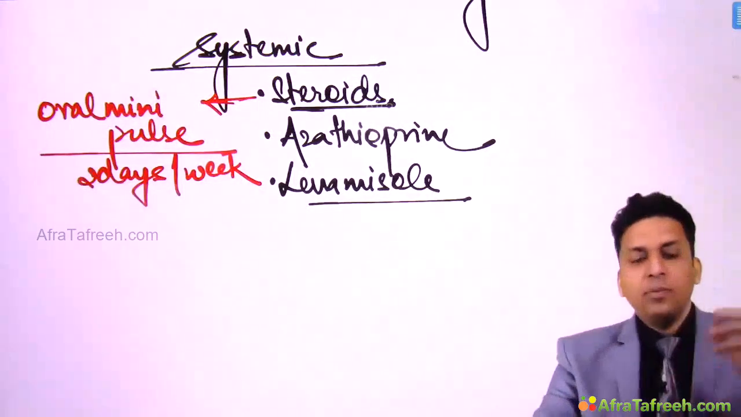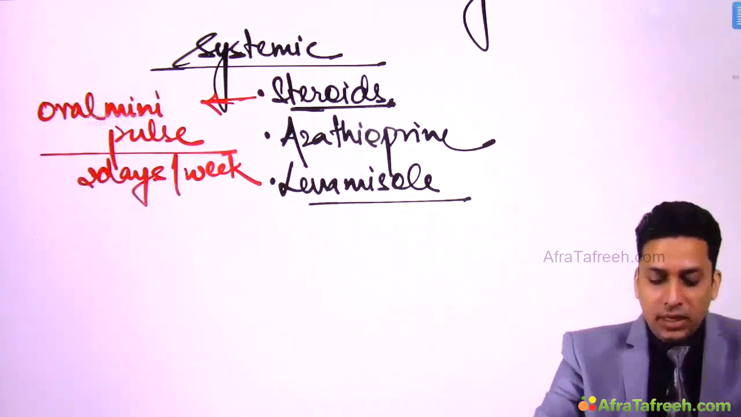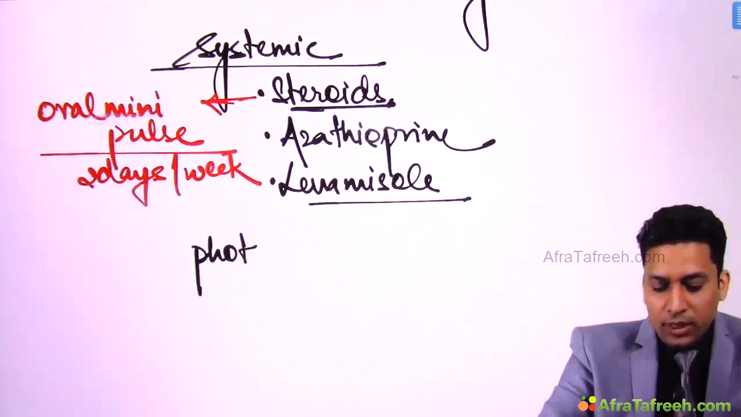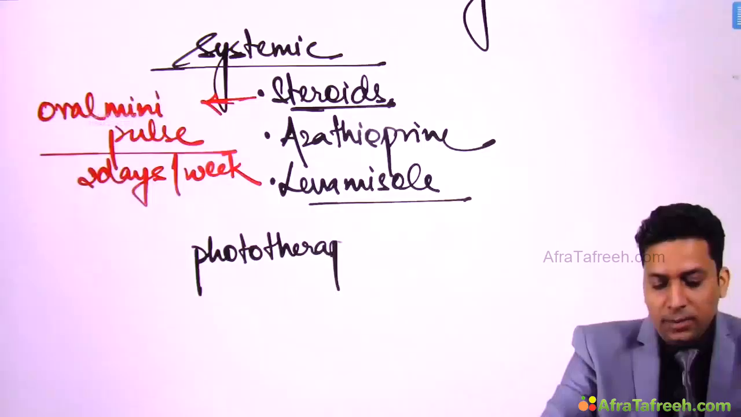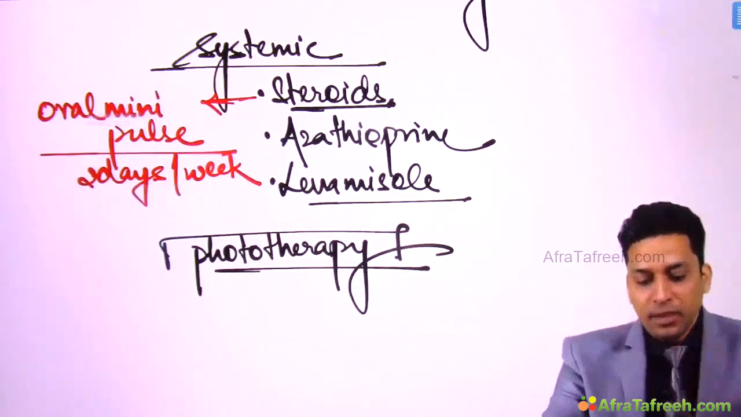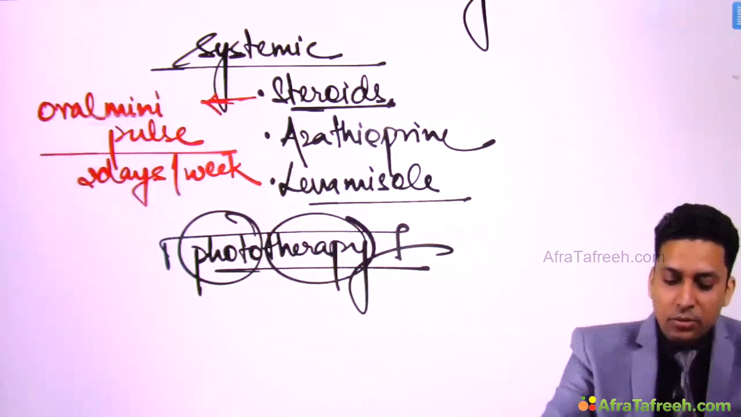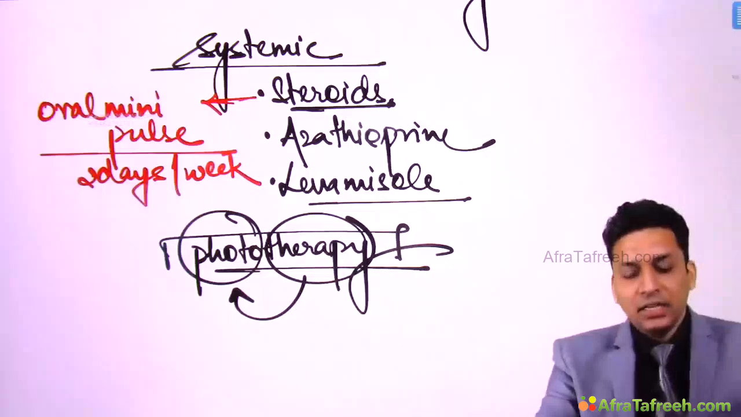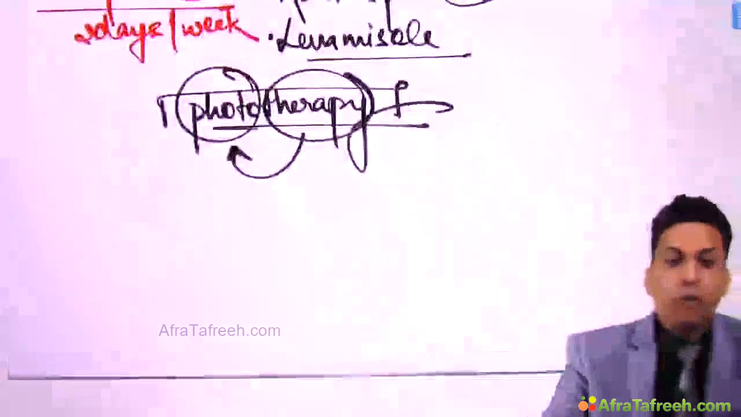Now, one important form of therapy which is used in vitiligo is phototherapy. Phototherapy is very important in these cases and we are going to discuss this in detail. Photo means light, therapy means to treat. So we treat with the help of light. There are various forms of phototherapy.